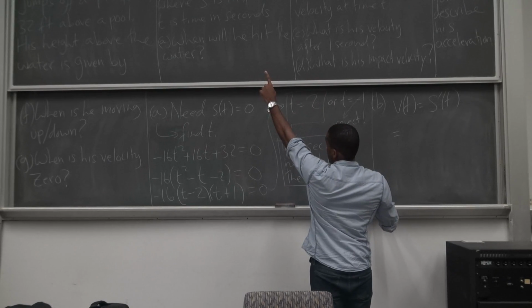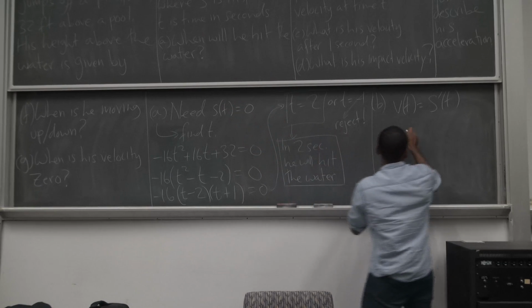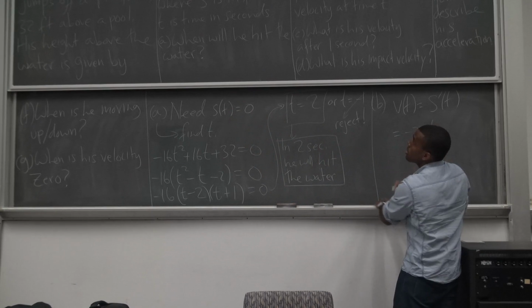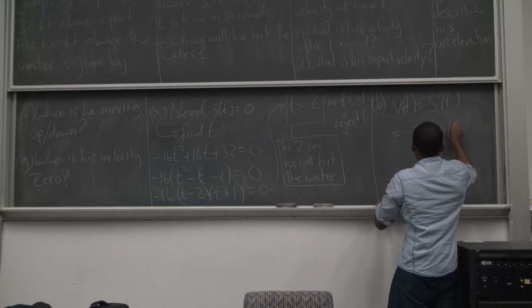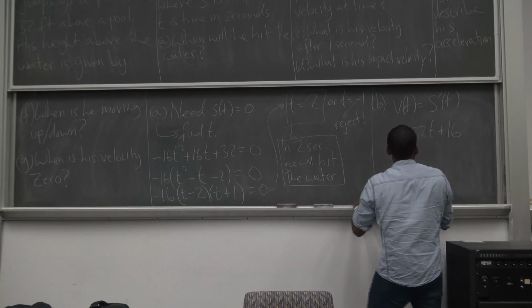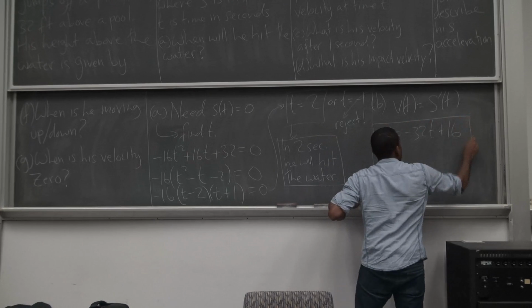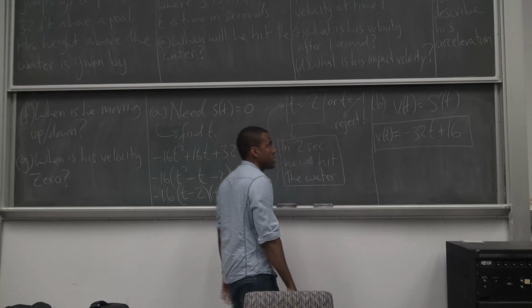Applying the power rule to the first one, the constant stays. You differentiate the t squared, you get 2t. Hence you get minus 32t plus 16. What's the derivative of 32? 0, because it's a constant. That's it. That function will describe his velocity, how fast he's moving.